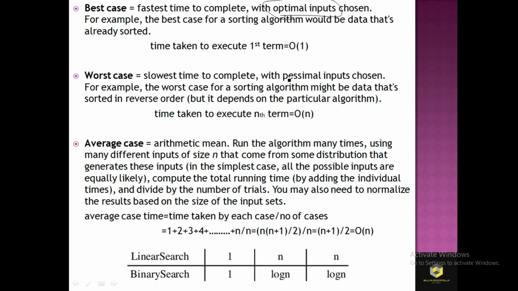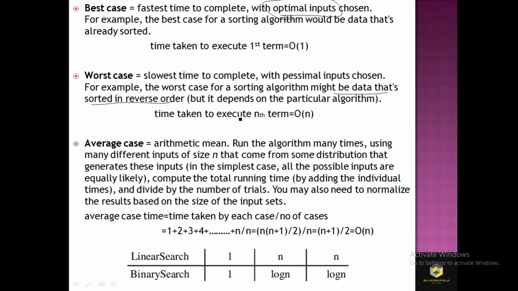The worst case is the slowest time to complete with pessimal inputs chosen. Pessimal inputs means more inputs. For example, the worst case for a sorting algorithm might be data that is sorted in reverse order, but it depends on the particular algorithm.